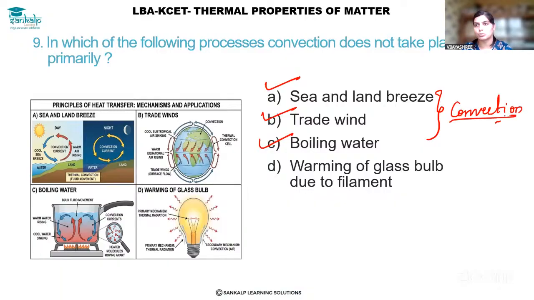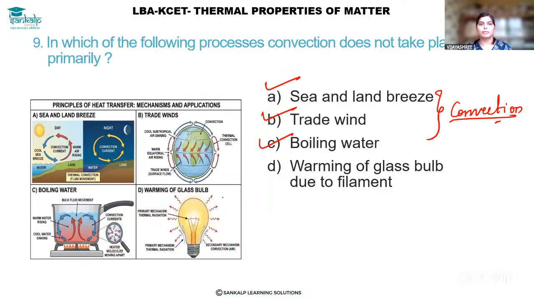So heat is transferred because of the mode of convection, not conduction, convection. Warming of glass bulb due to filament. So electric bulb. In an electric bulb, the glass is heated mainly by radiation from the filament and conduction through the gas. Okay. Here we cannot see the convection. Here primary mechanism is not a convection.